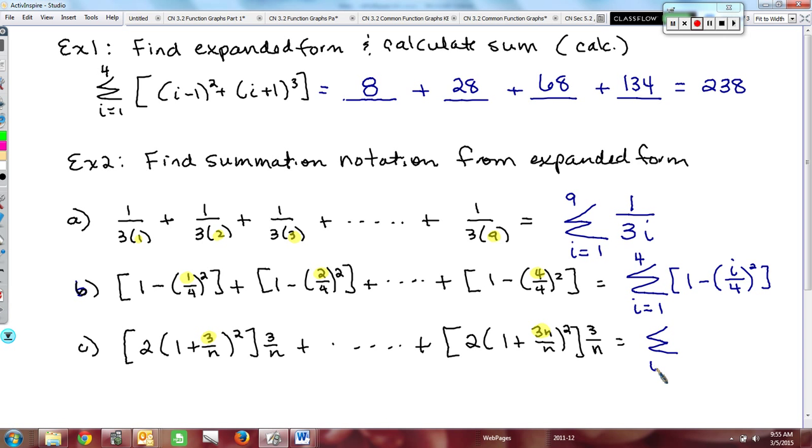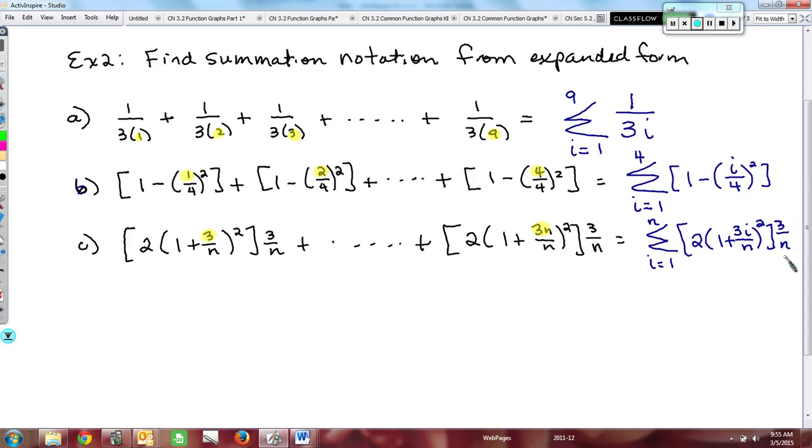So I would say my i goes from multiplying by 1 up to multiplying by n, and that my formula is going to be (1 plus 3i over n) squared times that 3 over n. And try to resist. Remember, your variable in the summation is the i. The n itself is going to be a number that you're just going to plug in and you're going to know. So it's the i that is your variable that's changing through the summation.